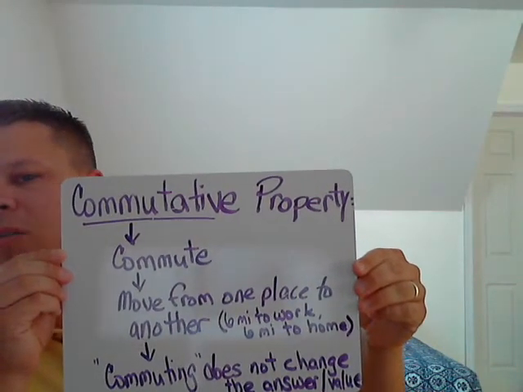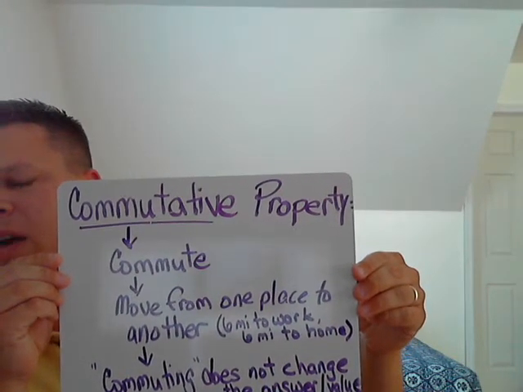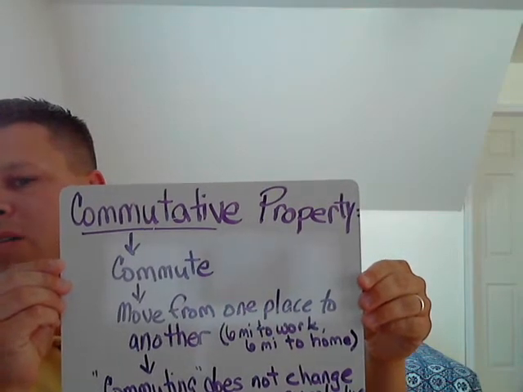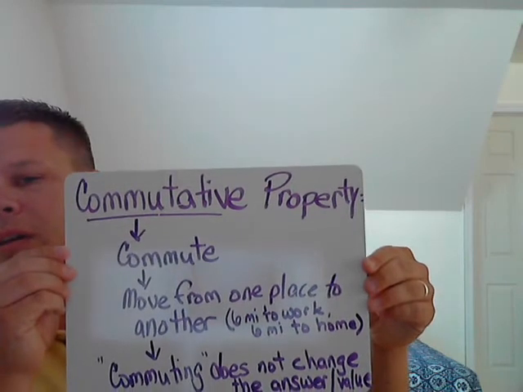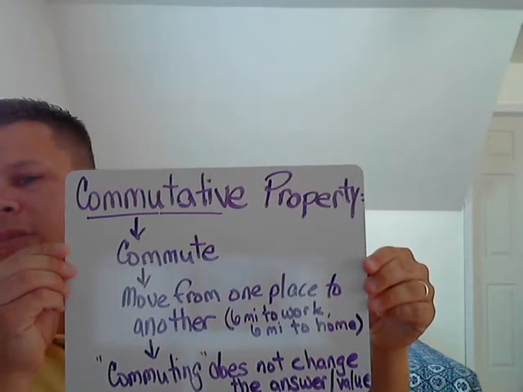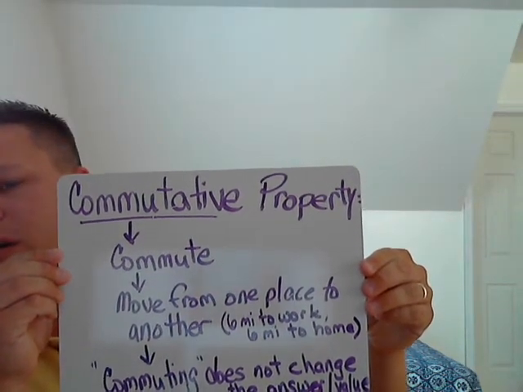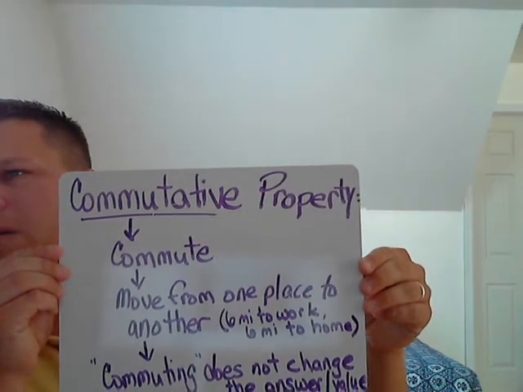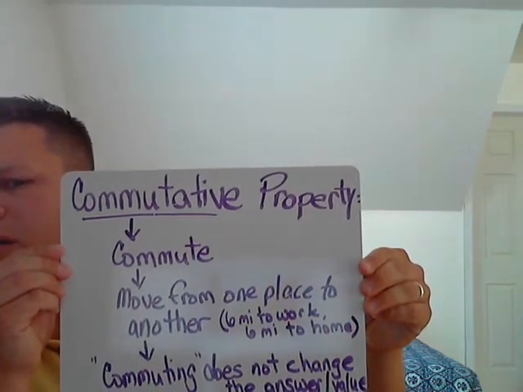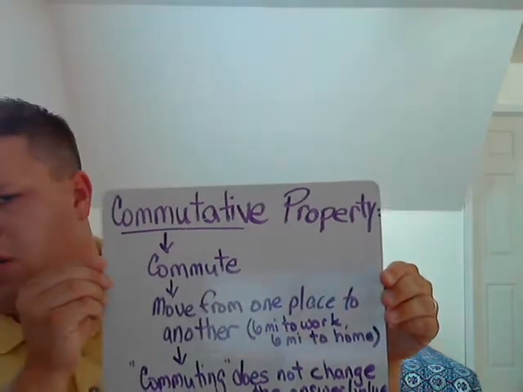And I like to say that the commutative property relates to that word commute. If you have any parents that drive to and from work, you know that they usually have to drive far away sometimes, and then they have to drive back home. And just think of it as this. The commutative property is kind of like, if you have to drive 6 miles to work, you probably have to drive about 6 miles to go home.